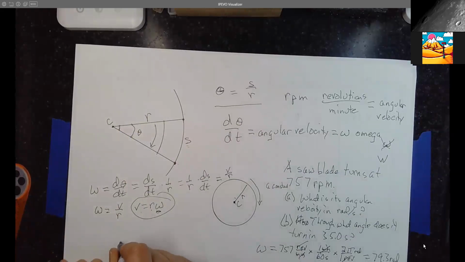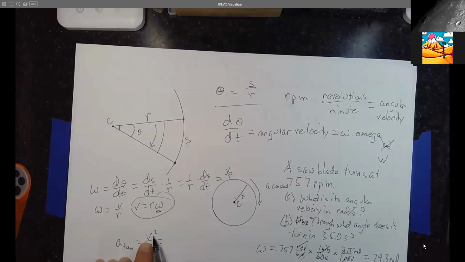Remember tangential acceleration? It was equal to v squared over r. Well, with v equaling r omega, that would be r omega squared over r, which ends up being r squared omega squared over r, which is equal to r omega squared.